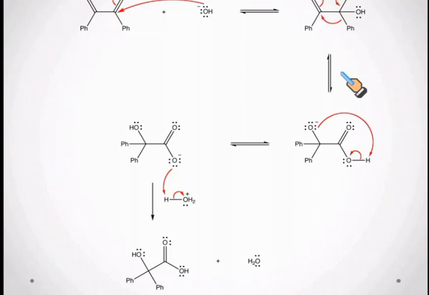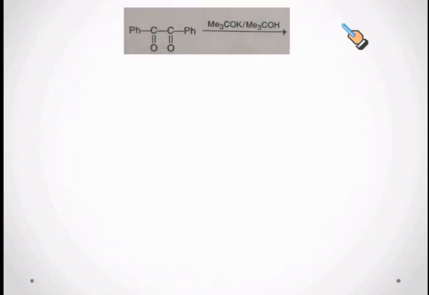Now in this process, this step is the rate determining step or the key step, and the driving force of this process is either the pulling of the phenyl group by the carbonyl carbon as shown here, or it may be the pushing of the phenyl group by the negatively charged oxygen to the electron deficient carbonyl carbon.